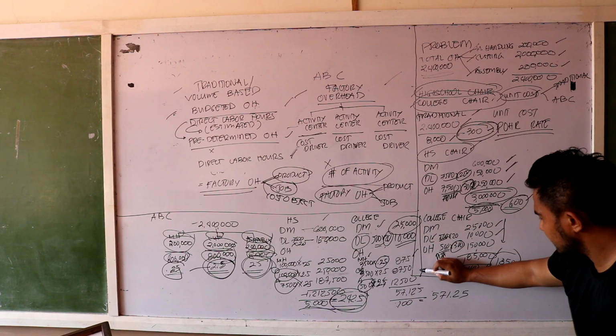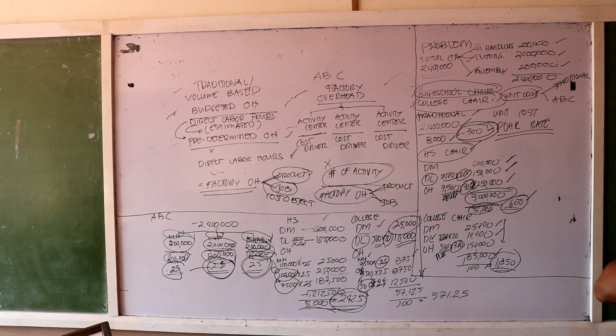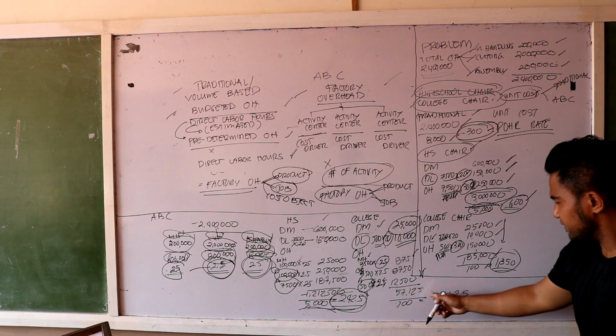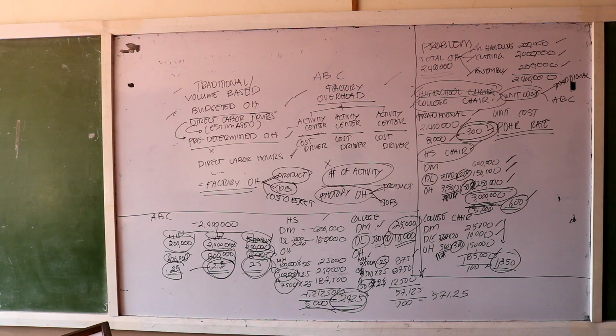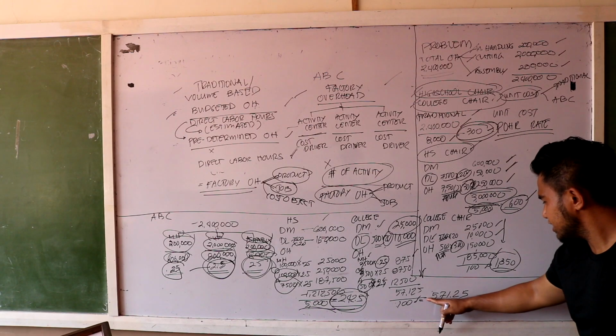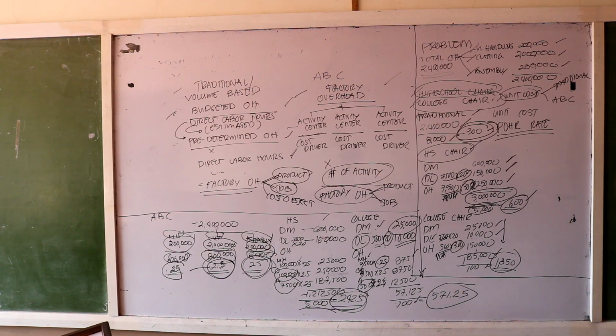So let's total the cost for college chair using ABC. So that will give you 57,125 divided by the 100 units produced for college chair. That will give you unit cost of 571.25.